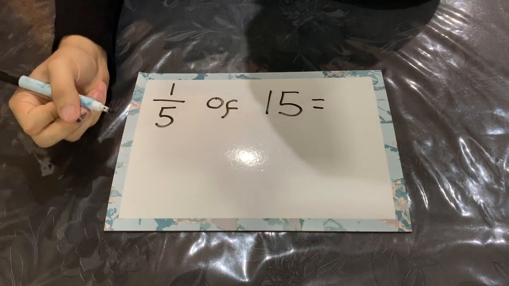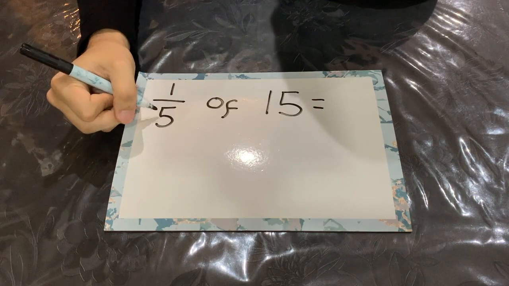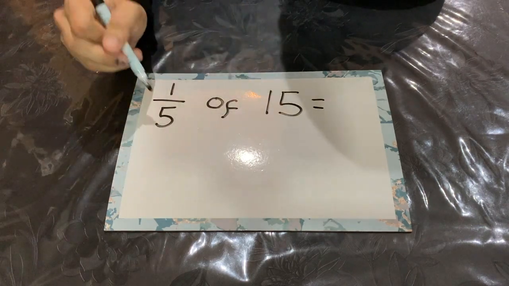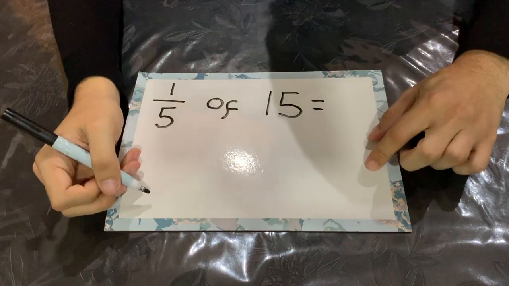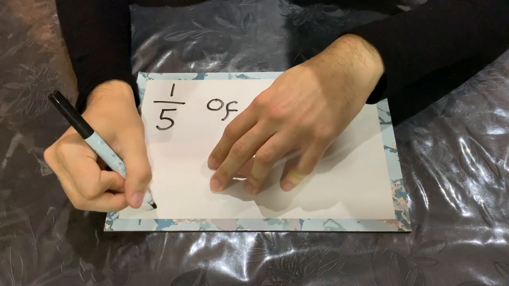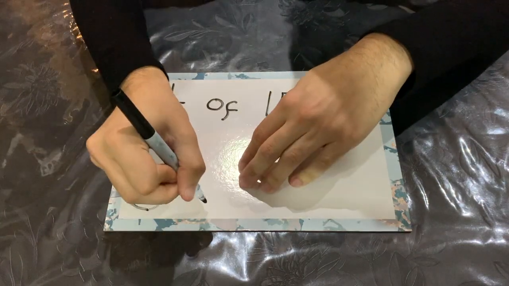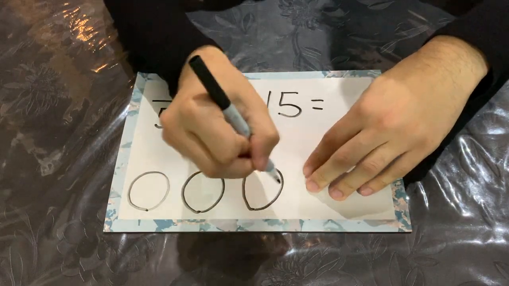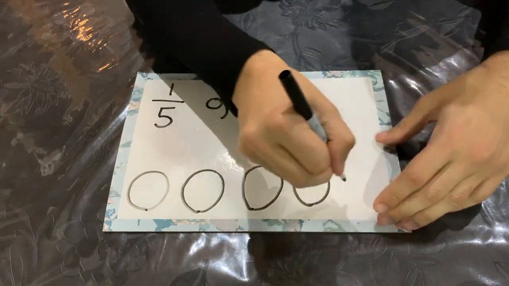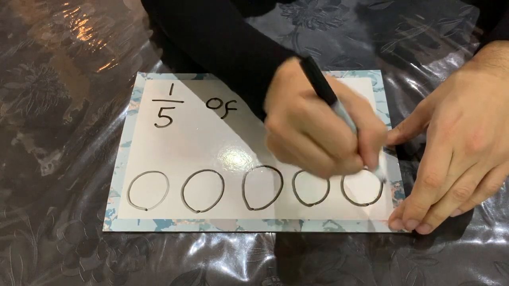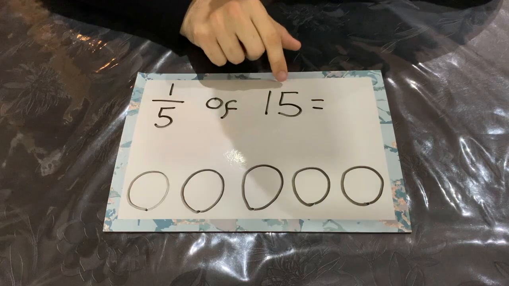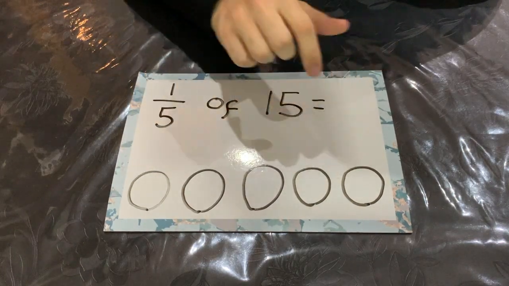The first thing I'm going to do is look at my denominator, and I know that I need to divide it into 5 different groups. So I need to share 15 into 5 groups equally. I'm going to draw 5 circles because I'm going to be sharing into 5 groups. Now I need to share 15 between these 5 circles equally.